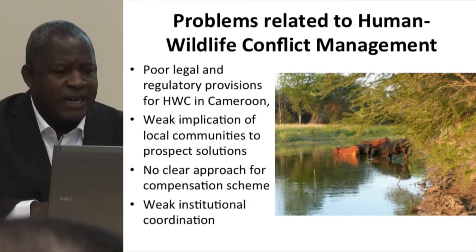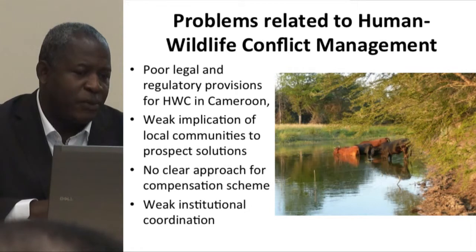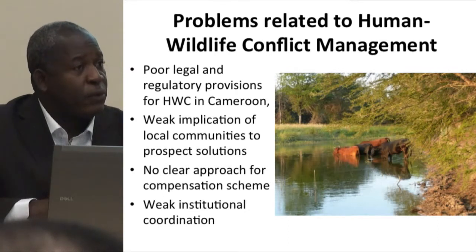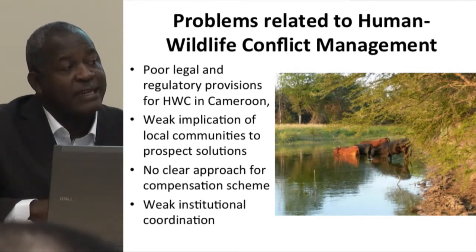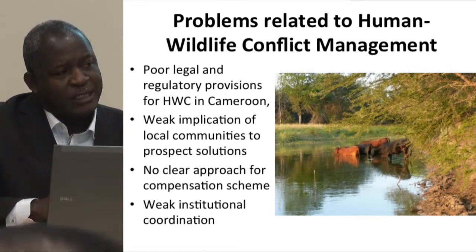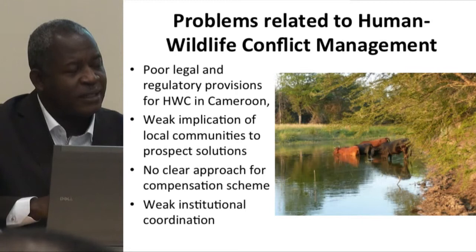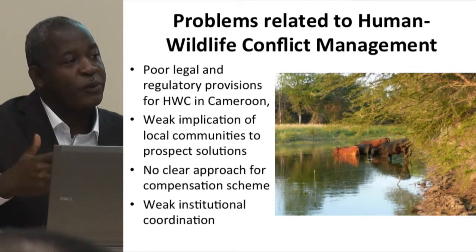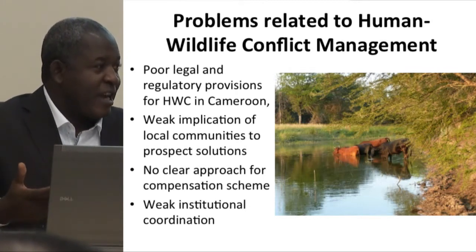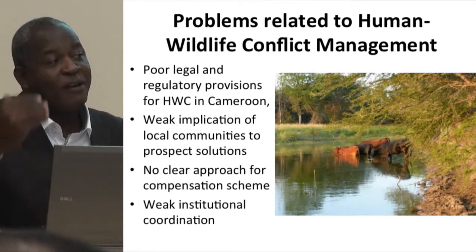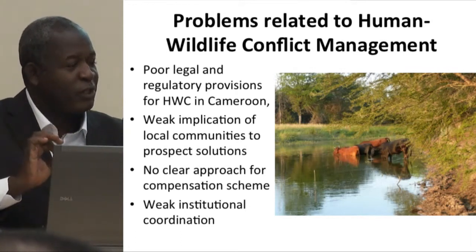Problems related to human-wildlife conflict: we can raise the poor legal and regulatory provisions, because if you read the forestry law, you will see that there is no provision concerning human-wildlife conflict. They just have two sentences saying that in case a farmer is affected, they will consider it as damage in connection to a public investment. And normally when they say public investment, it means that they don't have to compensate you at the level of the damage. This is the only provision we have in the forestry code.